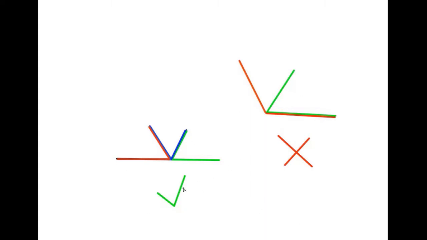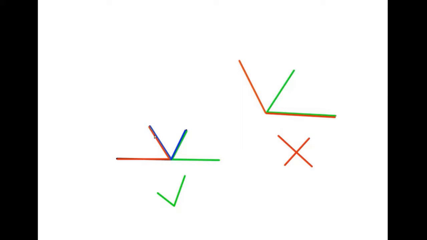Here, these are adjacent angles. Red is adjacent to blue and blue is adjacent to green. But red and green are not adjacent to each other. We'll come back to that later. There are two properties that make angles adjacent: they share one common side, and they also share a vertex.